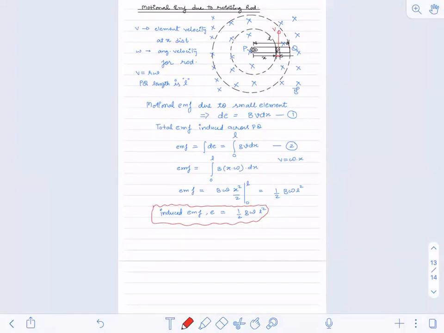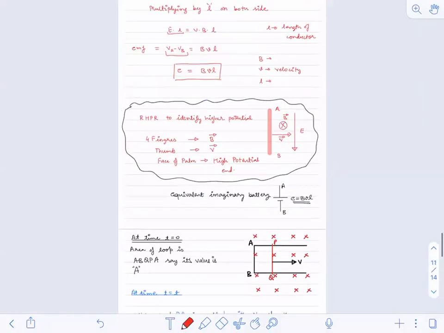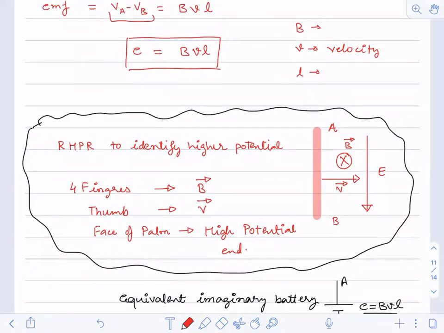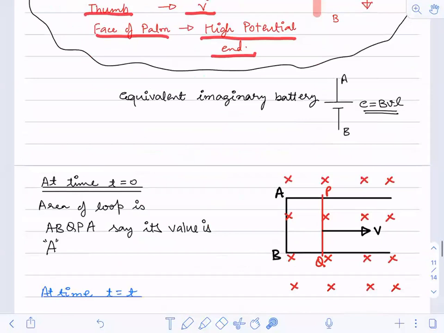I can use the right hand palm rule to find out which portion of the rod will be high potential and which point will be low potential. So yesterday, what did I tell you about the right hand palm rule? Just see here, recall it. It is on your screen. Your four fingers should point towards the magnetic field. Your thumb should point towards the velocity of the rod, and then wherever your palm faces, that will be the high potential end.